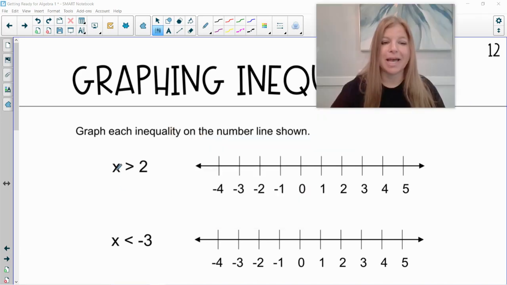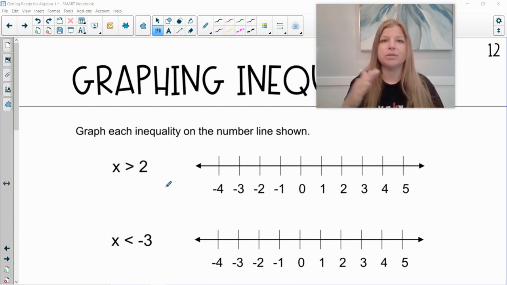The first problem says x is greater than 2. That's the greater than symbol. When the symbol is basically opened up towards the variable, and when the variable is first, we always want the variable to be first, that is the greater than symbol. So that's saying x is greater than 2.